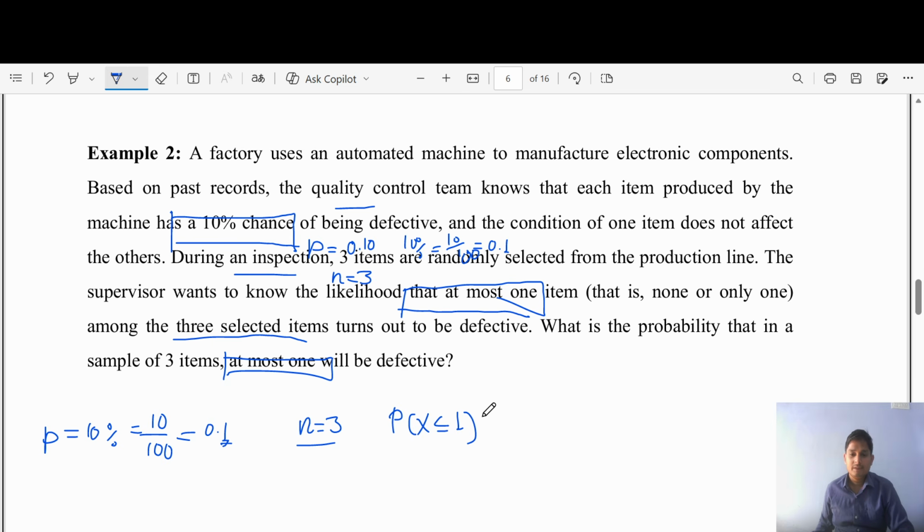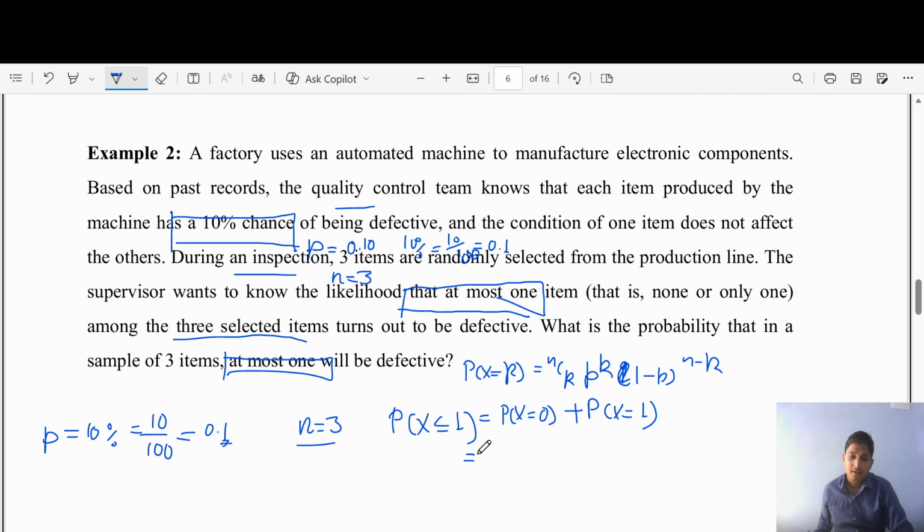So how do we evaluate this? We evaluate P(X = 0) and P(X = 1). It includes x equal to 0 and 1 both. So what is the formula? The formula is P(X = k) = nCk p to the power k, q to the power n minus k, where q is 1 minus p.